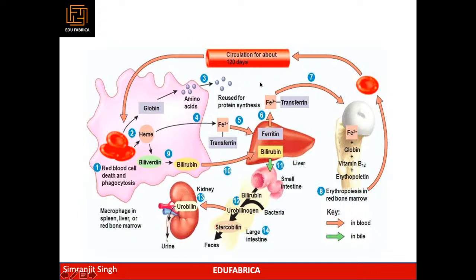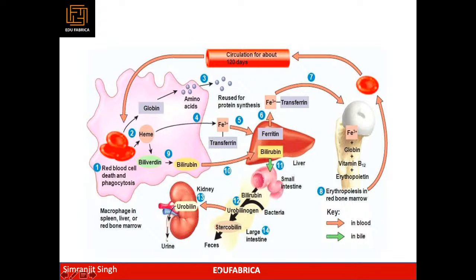So afterwards, it is also possible that the heme group will produce biliverdin, and this biliverdin will produce bilirubin, and bilirubin goes into the liver, and with the help of bile, it goes to the small intestine, and with the help of bacteria, urobilinogen is produced. Then it could go to the kidney to produce urobilin, to produce your urine, and then it could go into the stercobilin and goes into the feces, and then large intestine.